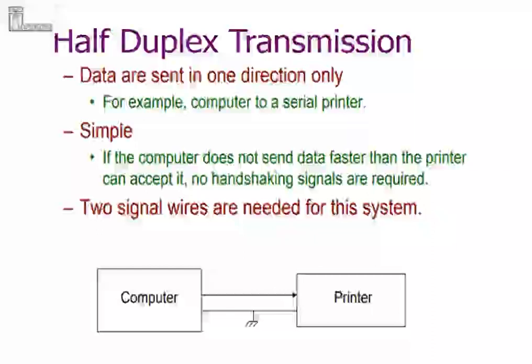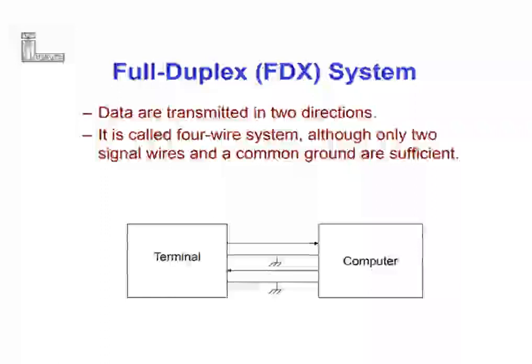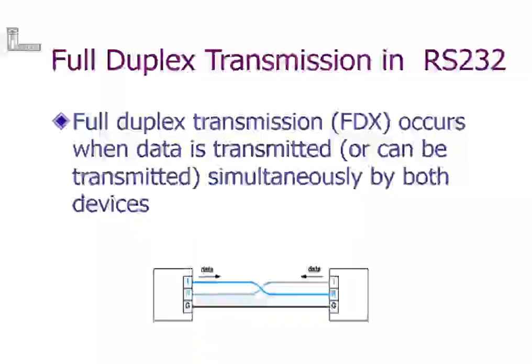What is half duplex transmission? Data are sent in one direction only. It is very simple. It's like a walkie-talkie. You speak, and only one person speaks at a time. So only one wire is required for that. When it comes to full duplex, data flows back and forth. You can see that on the screen. RS232 is a full duplex transmission. And you can see how the transmit and receive wires are connected to accommodate that.